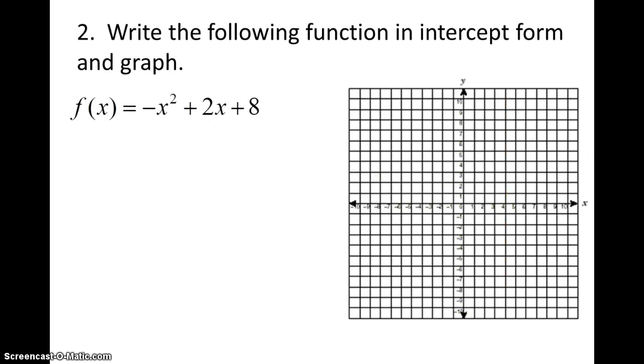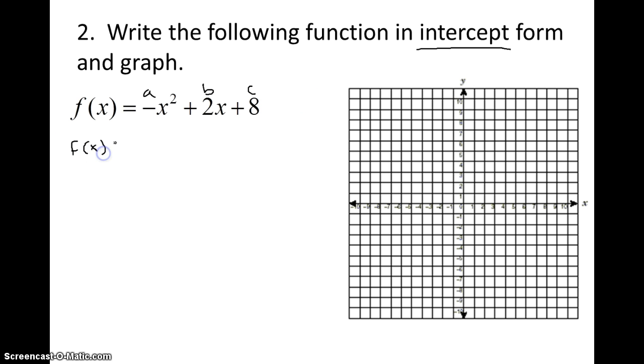Now for this one, it says write the following function in intercept form and graph. First of all, we can see the function is in standard form. We don't have parentheses. Here's the value of a, b, and c, but we want to write the function in intercept form and then graph. So let's go ahead and do that. When you want to go from standard to intercept, you just factor that function. So we're going to factor.